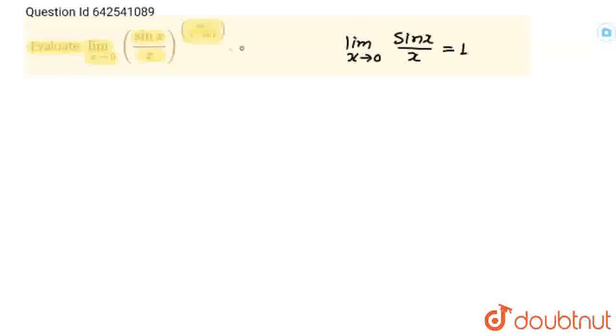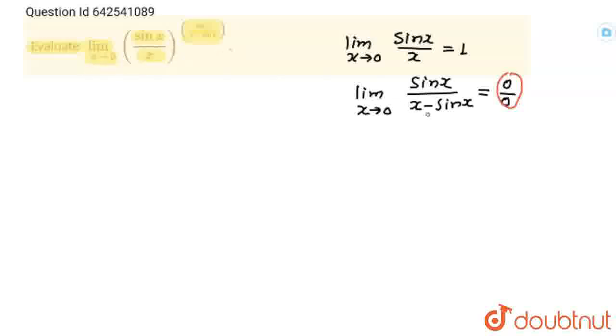is equal to 1. And the limit as x tends to 0 of sin x upon x minus sin x will be 0 by 0 form. So what is 0 by 0? 0 by 0 is an indeterminate form. So first of all we'll have to find this value, then we'll know how to solve this limit. So let's solve this.